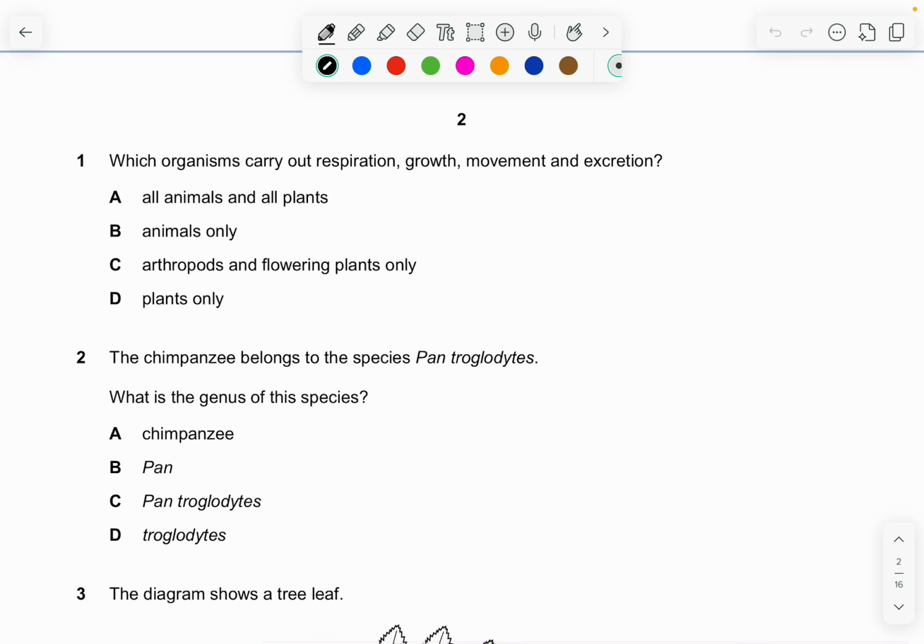Question 1. Which organisms carry out respiration, growth, movement, and excretion? Alright, so the answer for this question is all animals and all plants. Remember that whatever happens in the characteristics of living organisms, when you say living, it has to be anything that is living. So it's not just a specific group of organisms that can undergo these characteristics, but in fact everything.